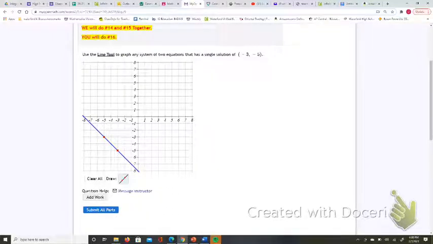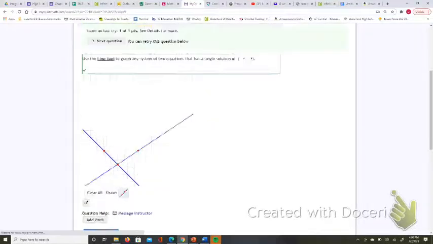Okay, then we need to go back to our original point, -3, -5, and we need to do a second line. And so it doesn't matter, just so long as it's not the same line. And there we have it. And you just graphed a system where the solution is the point -3, -5. And submit.